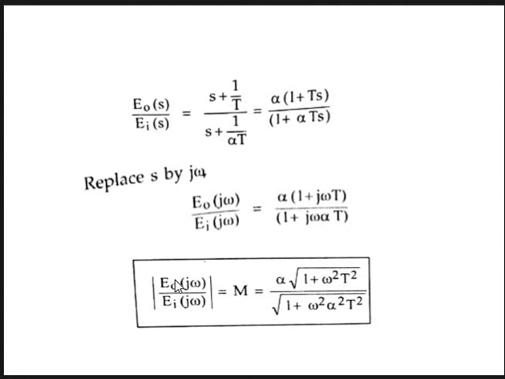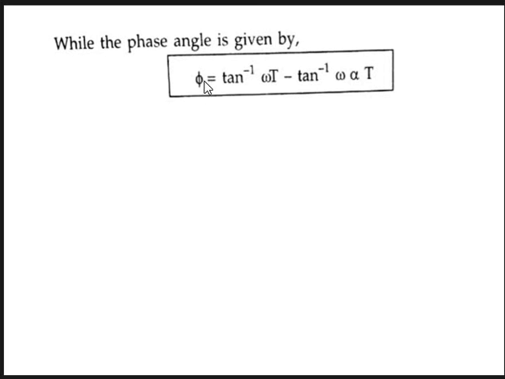So we can get mod E naught of j omega by EI of j omega is equal to magnitude M, which is equal to alpha into square root of 1 plus omega square into T square, divided by square root of 1 plus omega square into alpha square into T square. This is the magnitude formula. Next, the phase formula, that is phi is equal to tan inverse of omega T minus tan inverse of omega alpha T.